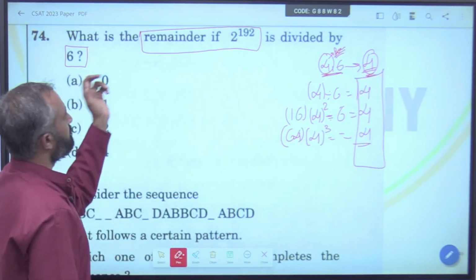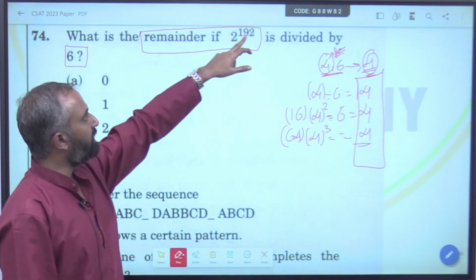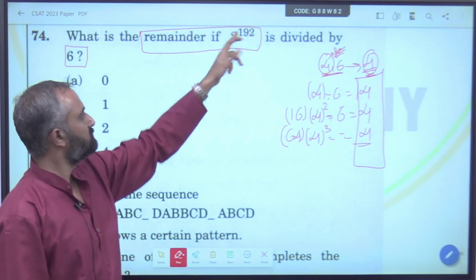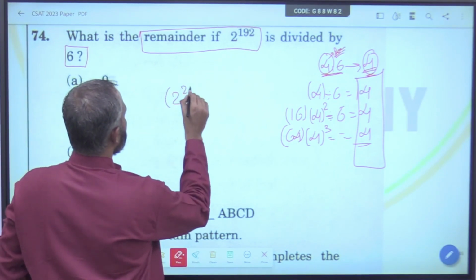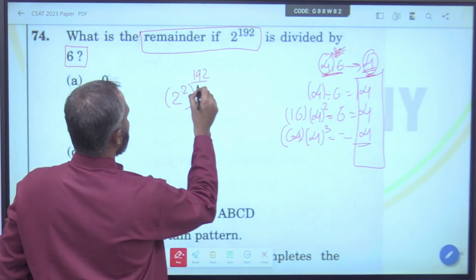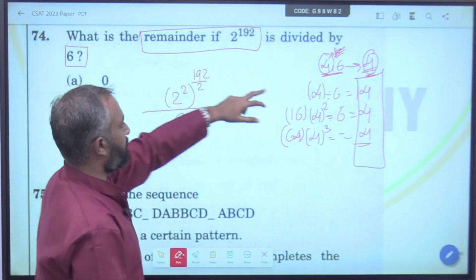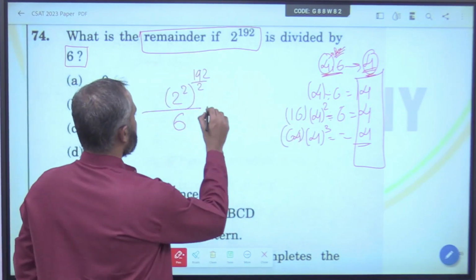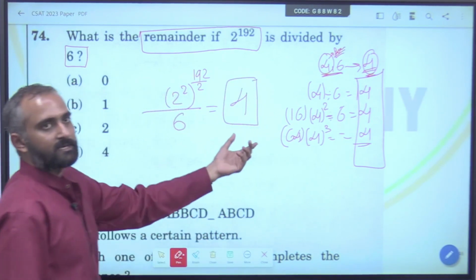Now see, you see 2 here and an even power of 2. So, convert into 4. 2 to the power of 192 divided by 2, so 4 to the power of 96, divided by 6. No matter the power, as we have seen in this case, the remainder will always be 4. Hardly 30 seconds.